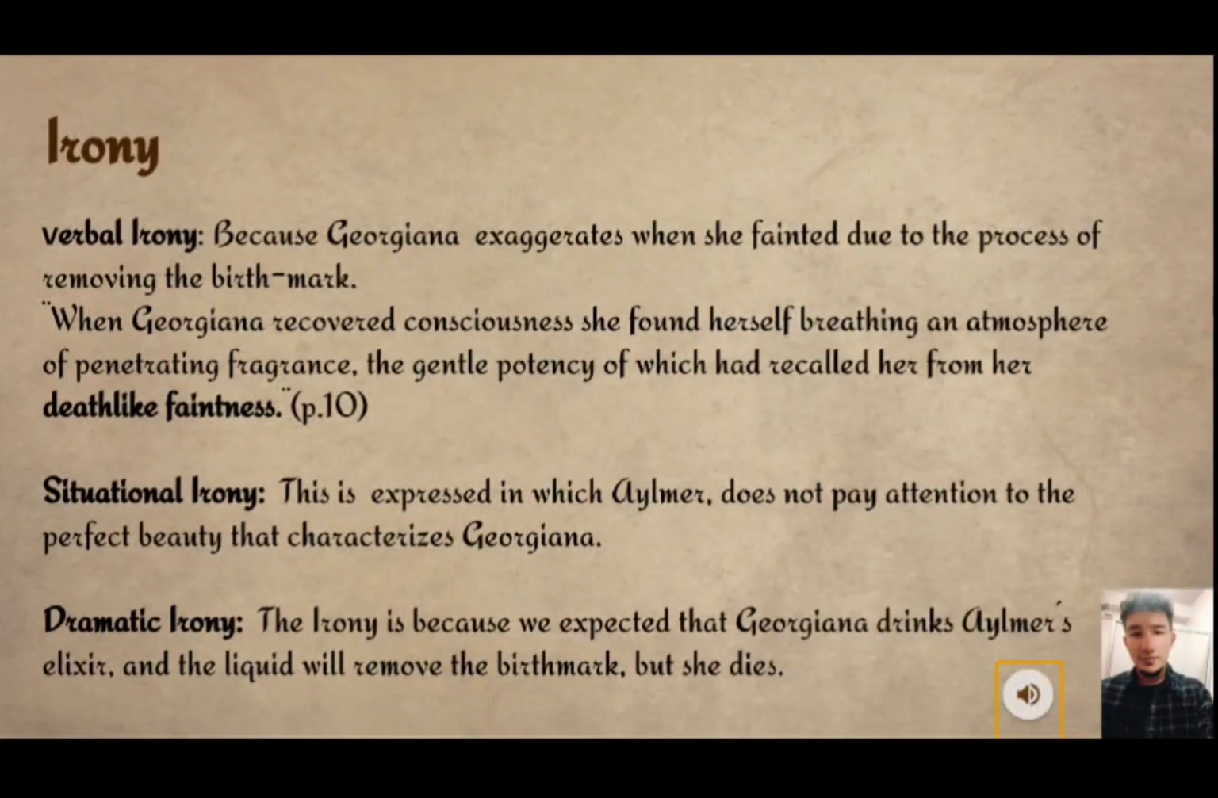This is expressed in which Aylmer does not pay attention to the perfect beauty that characterizes Georgiana. Dramatic irony. The irony is because we expected that Georgiana drinks Aylmer's elixir and the liquid will remove the birthmark, but she dies.